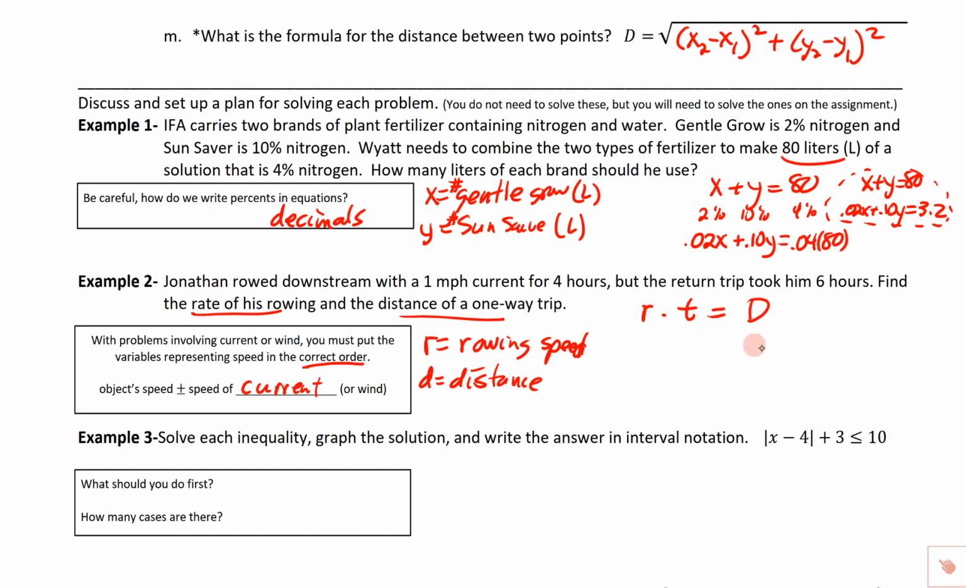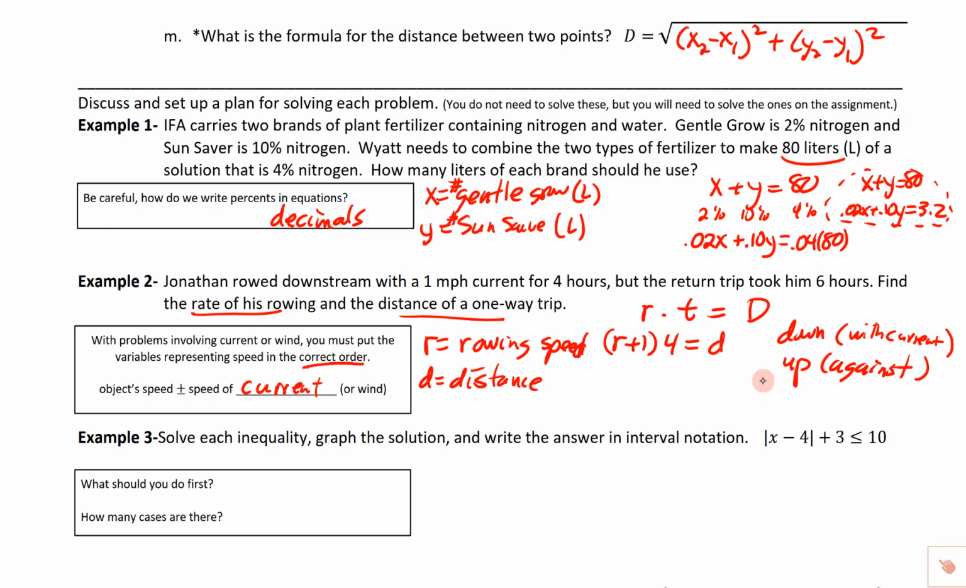So I'm going to write first an equation for downstream. So I'm going to write down right here, and that would be with the current. You're with the current going downstream, and then upstream right here, this is against. Okay, and that against right there, that ought to be enough to remind us there. So when he's going downstream, he's got how fast he can row plus the speed of the current, which is 1 mile per hour. So it's going to be R plus 1. And then we know that it took him 4 hours. So we're going to do times 4. We don't know the distance, though, so I'm going to put a little d right there.